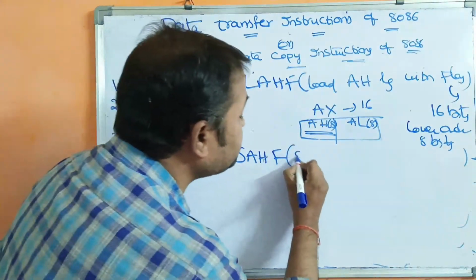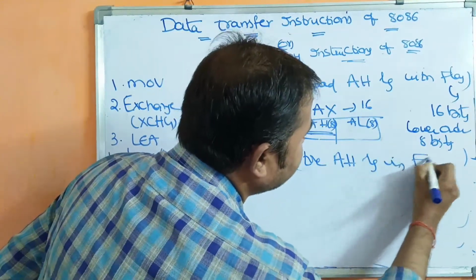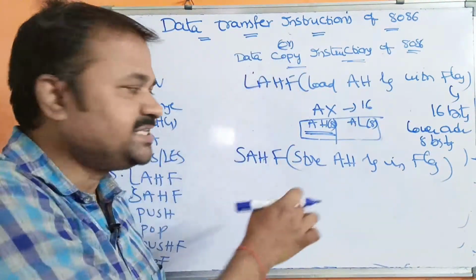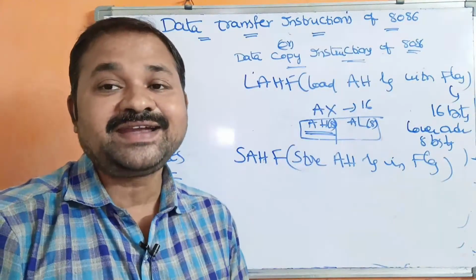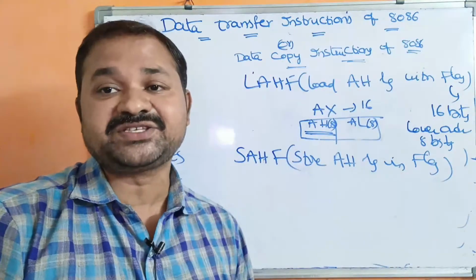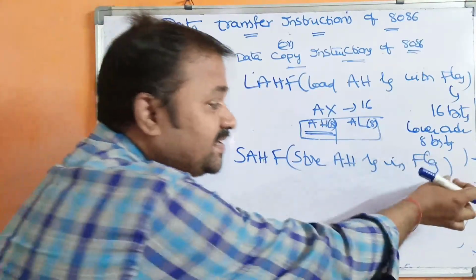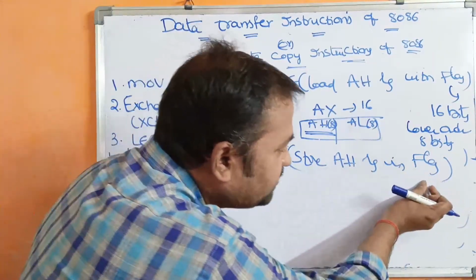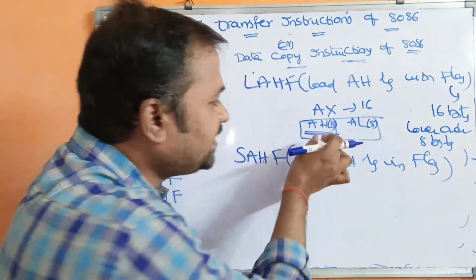SAHF. S means store. Store AH register in flag register. Previously, after executing the LAHF instruction, the AH register contains the contents of the lower order 8 bits of the flag register. But here we are storing the AH register content in the flag register, in the lower order 8 bits of the flag register. Let the AH register contain some content. So that content will be stored in the flag register. So that is the difference.